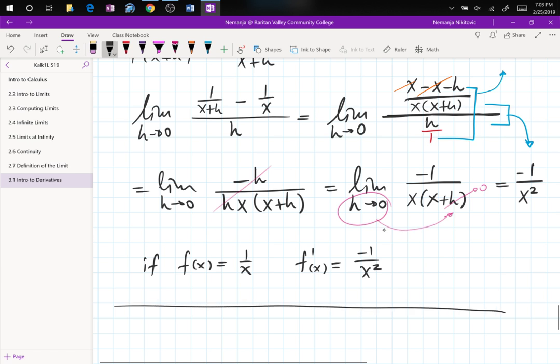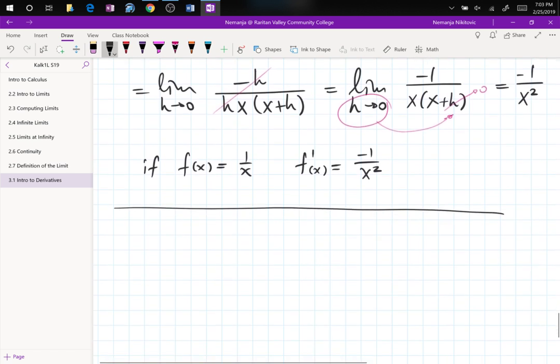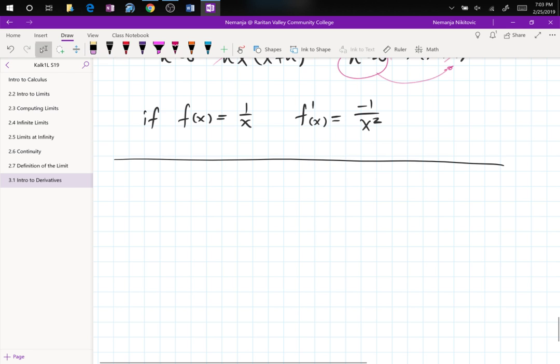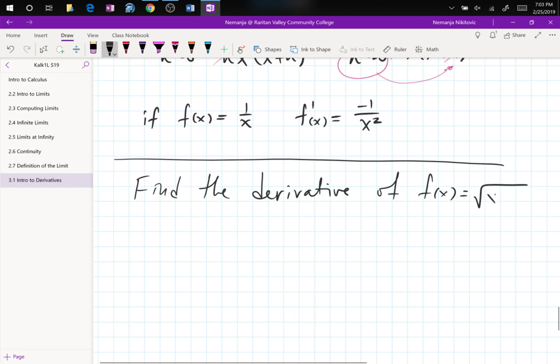This section again, we only introduce the derivative and we work the mechanics of limits. So find the derivative of f of x is equal to the square root of x plus 3.